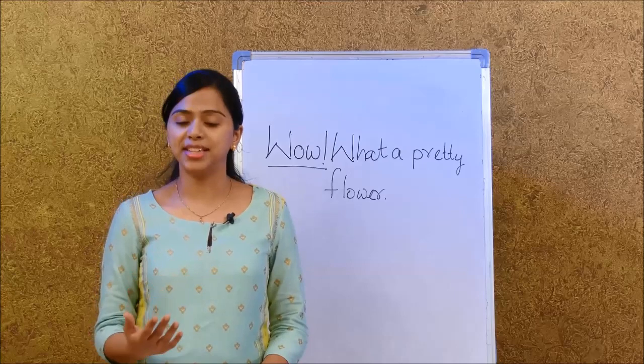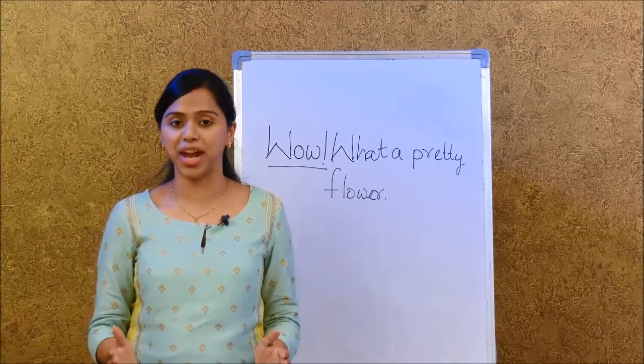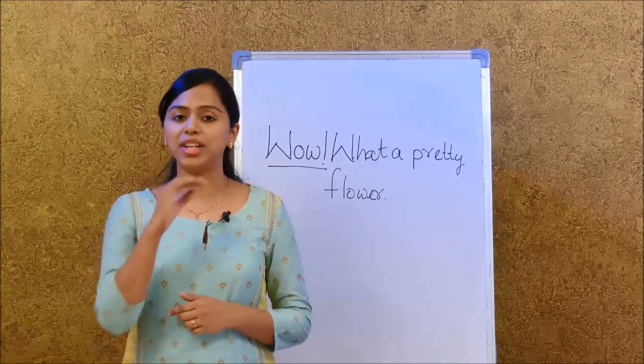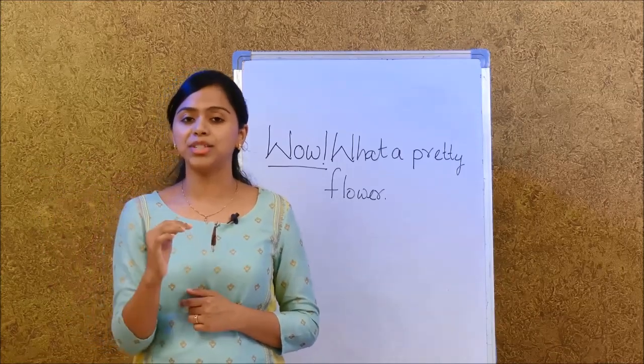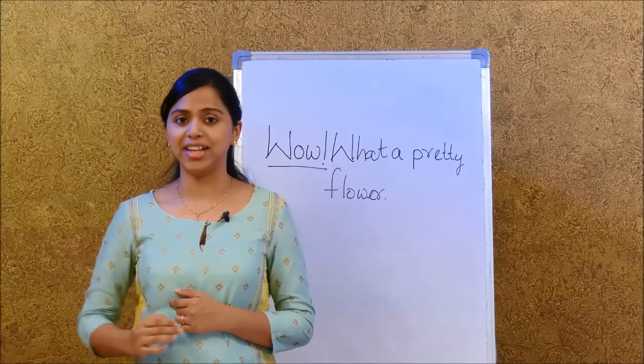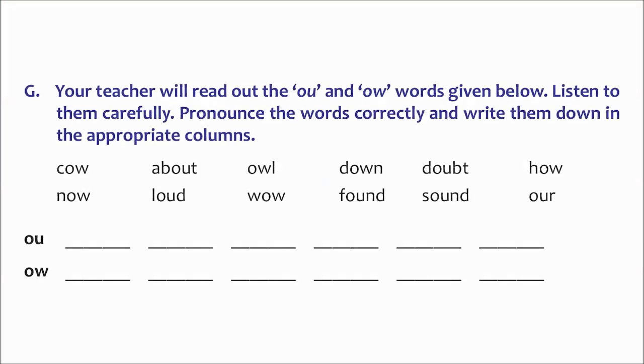So as I read these words, you have to figure out which one falls in which category, and then we need to list out the words that have OU in it and the words which have OW in it. It's a little tricky, but let's see if you can figure it out. The first one, cow. It has COW, right?